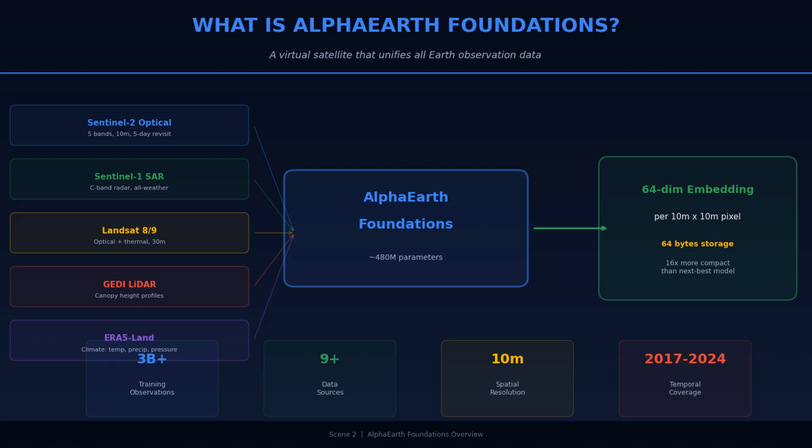The model processes over 3 billion observations across 9 data sources and distills everything into a compact 64-dimensional embedding vector for every 10 meter by 10 meter pixel on Earth's surface. That's just 64 bytes per pixel, 16 times more compact than the next best learned model, yet it consistently outperforms all previous approaches across every mapping task tested.